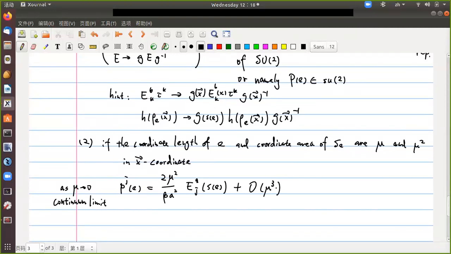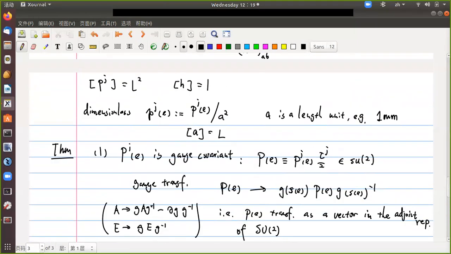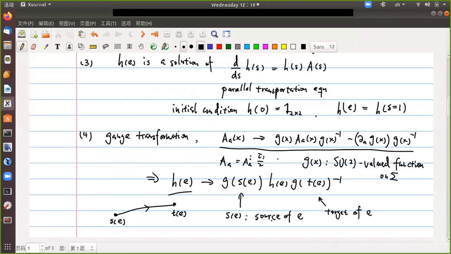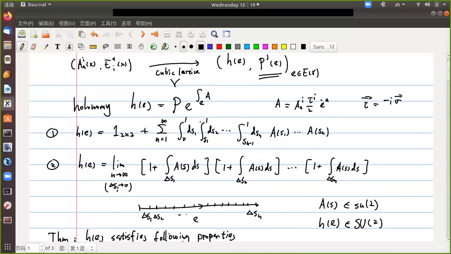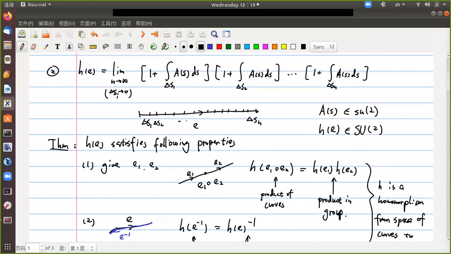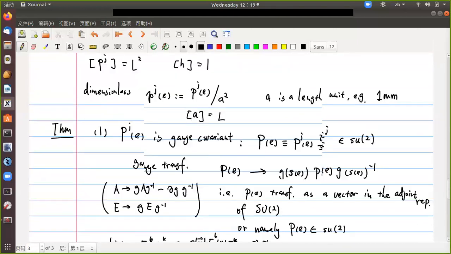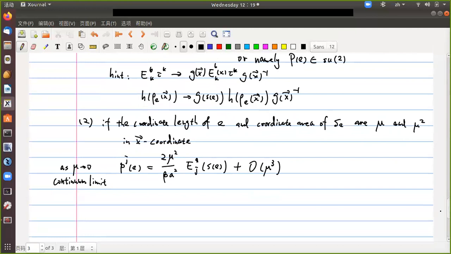Okay, so you can see that if you take the continuum limit, this lattice variable p just recovers the continuum field e. And similarly, if you take the lattice continuum limit, it's also easy to see that holonomy is just the exponential of the connection. If you take the continuum limit, this holonomy just recovers the connection. So this is even simpler. Okay, so this is the second property, and this is your homework to prove them.